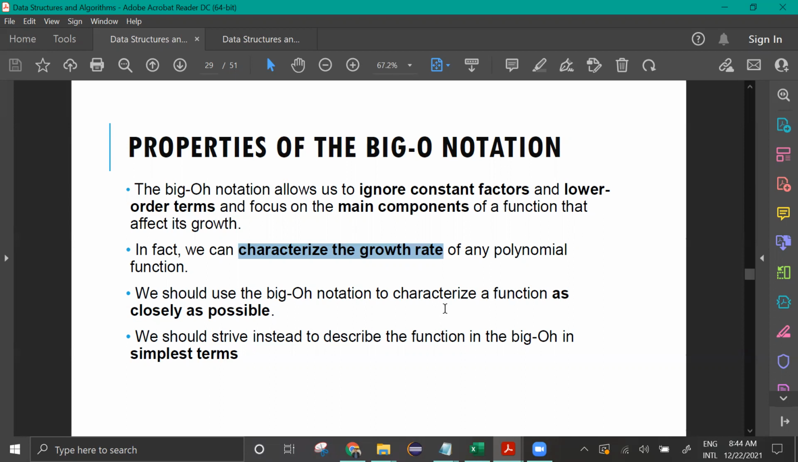So then he can have an idea. So big O notation is something like this. It characterizes a function as closely as possible.